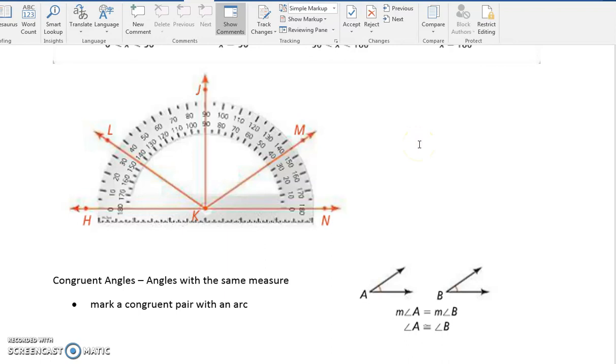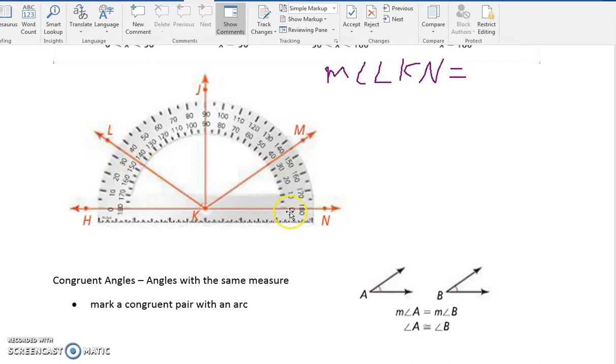So the first angle that we're going to look at, the first measure, let me get my iPad ready here. There we go. We're going to look at the measure of angle LKN. So what's the measure of angle LKN? Okay, so we need to figure out some of the numbers that go with that. So LKN is this angle right here.